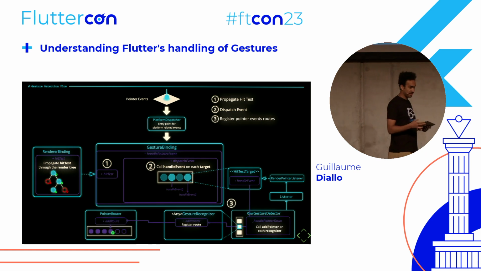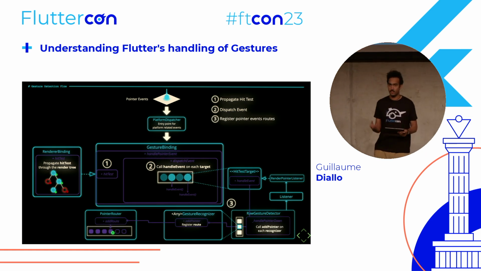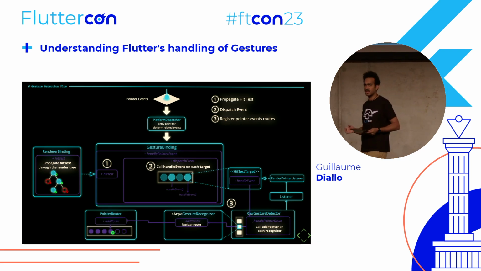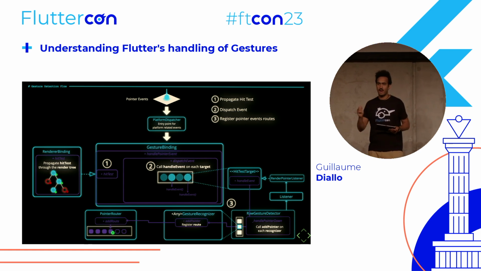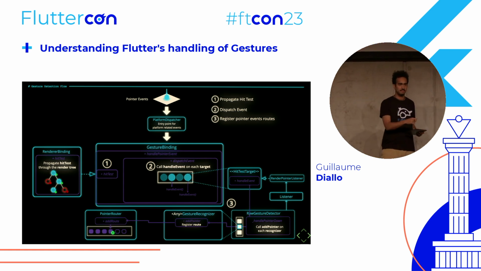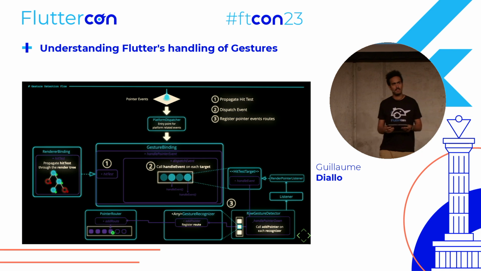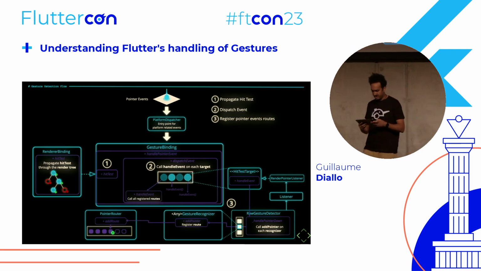So there you go. The gesture recognizer has one first responsibility: to register for any event. So basically what it does is call add pointer and says, okay, for any event related to that pointer, I want you to call my handle event method. And it registers to the gesture binding, saying, okay, call me back for any related event to that pointer. And this is what it does.